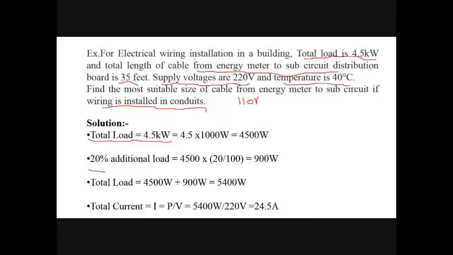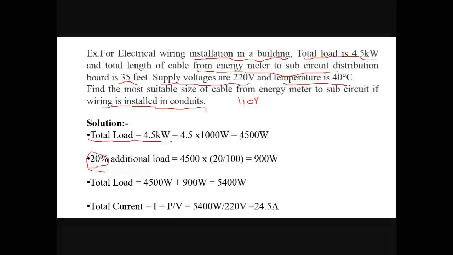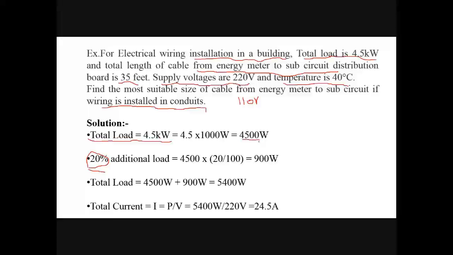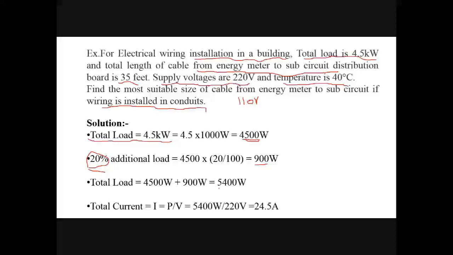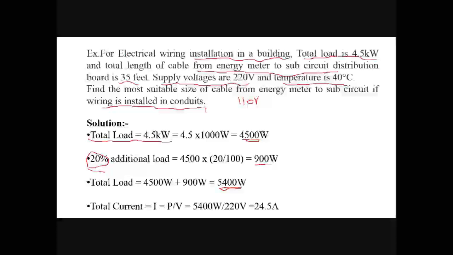Now we have to consider the additional load sometimes. Why do we have to consider additional load? Because we are installing the particular wiring, so we have to take care of the future load also. So we have to consider 20% additional load here. 20% of this total load, 4500 watt, so we multiply with the factor 20 divided by 100. It comes as 900 watt, and we have to add this 900 watt to our total load. So this can be our predicted load, the load which can be available after some years.